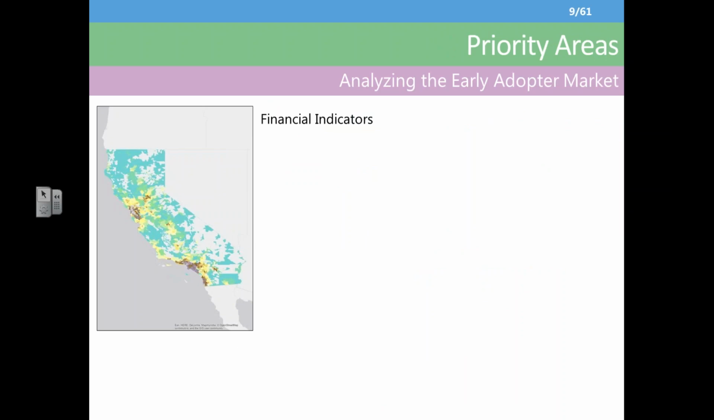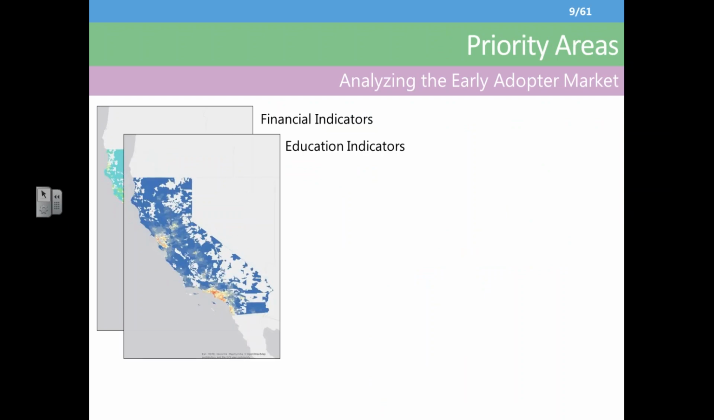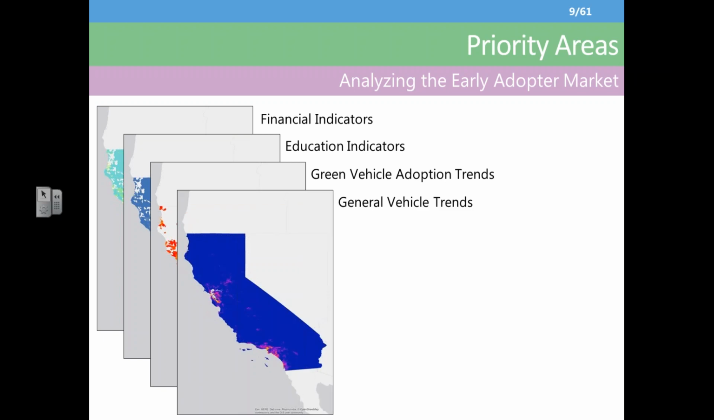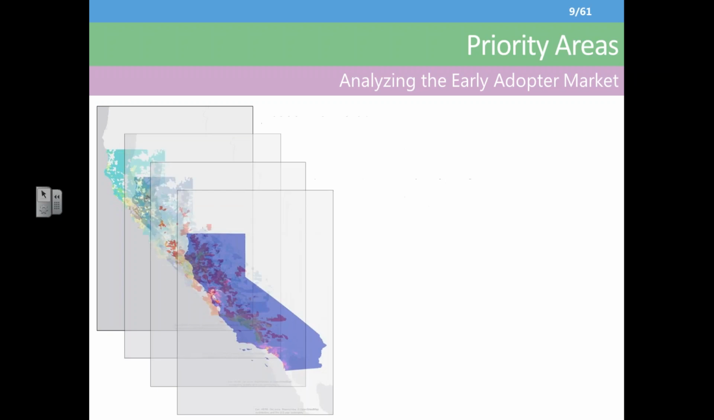So some of the indicators that we use to look at the early adopter market, we look at financial indicators. We do look at an indicator for educational attainment. We look at some green vehicle adoption trends, though in particular we limit this to green vehicles that do not require a change of fueling behavior, because that's part of the whole idea behind the fuel cell vehicle and hydrogen infrastructure. And so we are looking at, in particular, plug-in hybrid and hybrid electric vehicle adoption rates during their own specific first adopter years. And then other general vehicle trends in terms of registration.